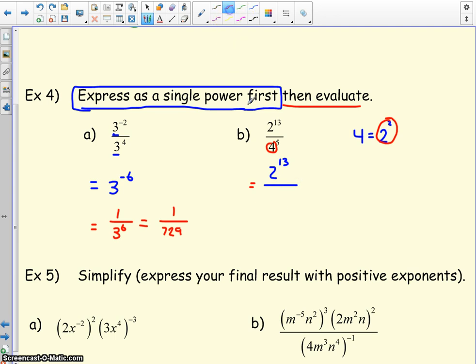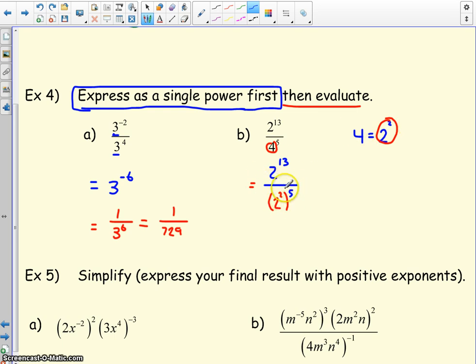I'm going to replace 4 with 2 squared, and it's also now still to the power 5. So again, I haven't actually changed anything in the equation. I've just rewritten 4 as 2 squared, because now these all have the same base.